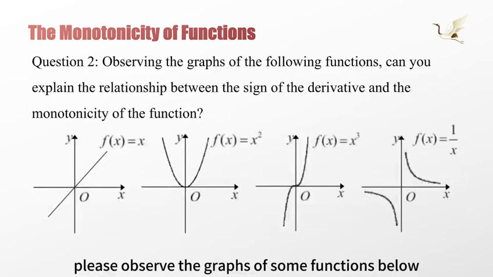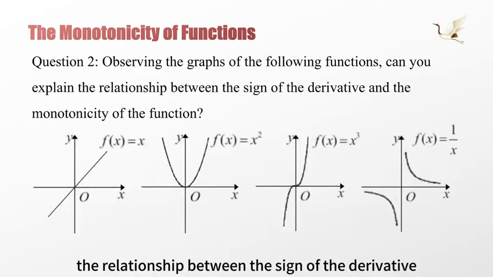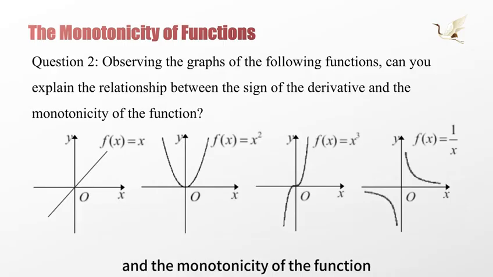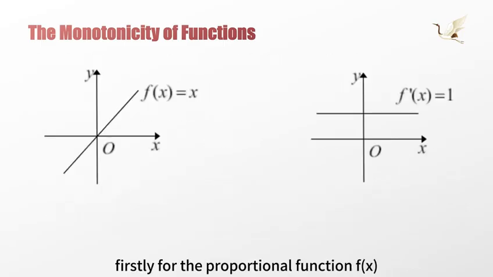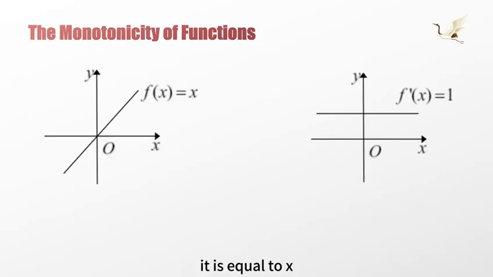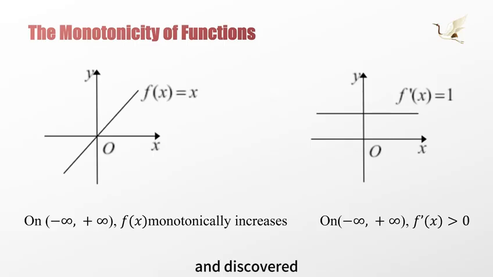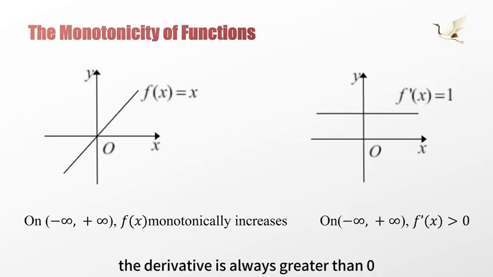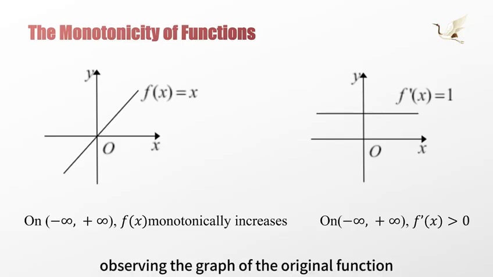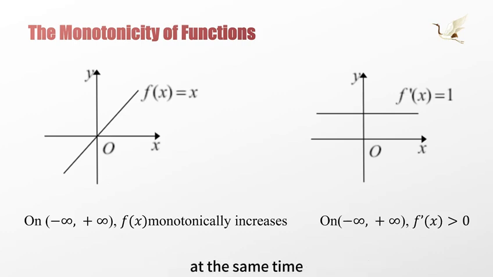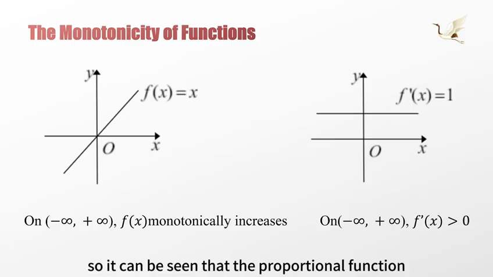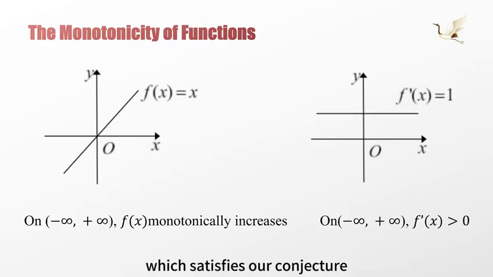Please observe the graphs of some functions below. Can you explain the relationship between the sign of the derivative and the monotonicity of the function? Let's take a look one by one. Firstly, for the proportional function f(x) = x, by taking the derivative, we obtain its derivative function as 1. And we discover that in the open interval from negative infinity to positive infinity, the derivative is always greater than 0. Observing the graph of the original function at the same time, it can be seen that the function monotonically increases in this interval.